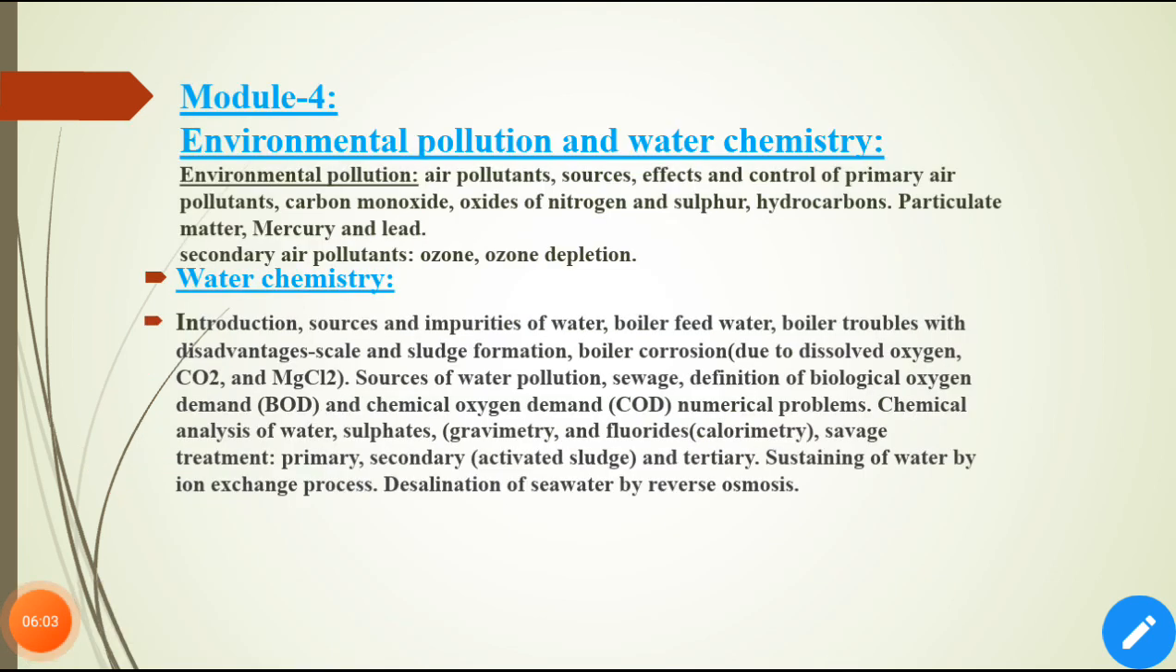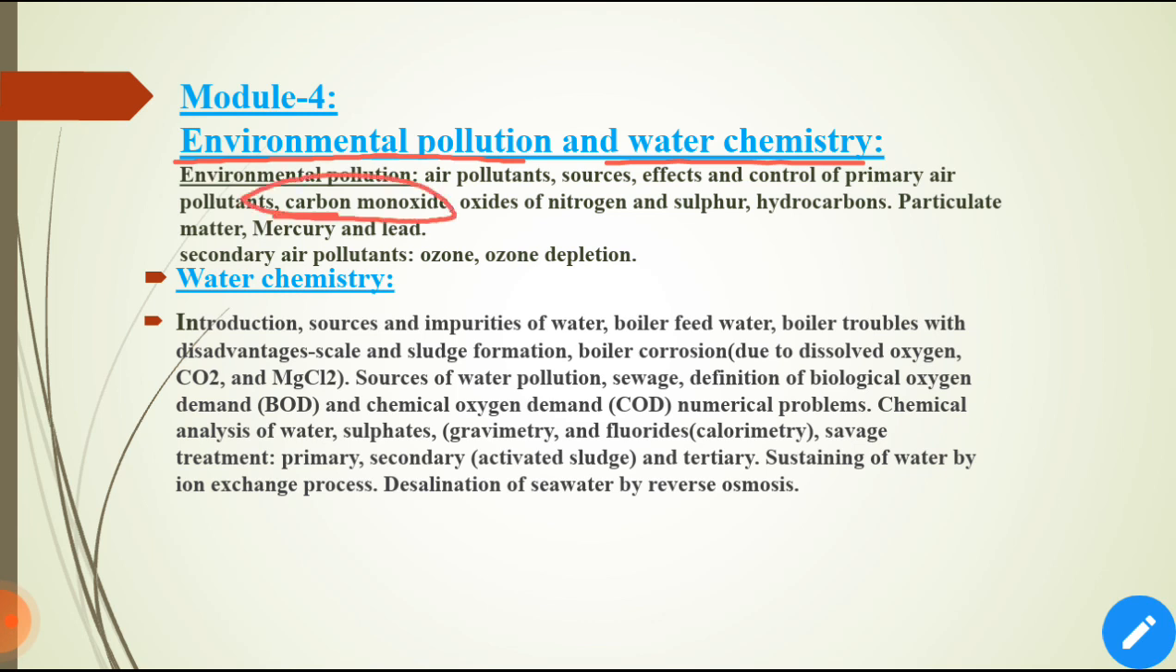Next, we move on to the fourth module, that is environmental pollution and water chemistry. We are familiar with environmental pollution. Here we mainly study air pollution. What is air pollution? What are the sources of air pollution? How can it be controlled? Here we mainly discuss the primary air pollutants.